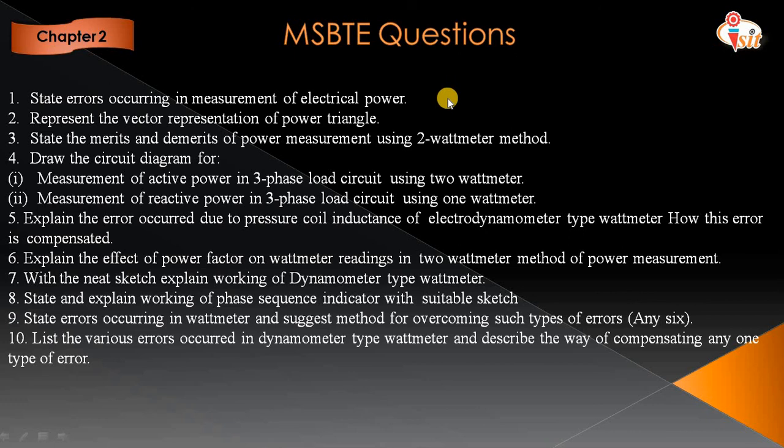In the next lecture there will be a test on chapter number 3. It is an MCQ type test. Minimum 10 questions are there for 20 marks. So students should prepare for this test. The important points for the test are: electrodynamometer type wattmeter, two wattmeter method, errors, phase sequence indicator, maximum demand indicator.